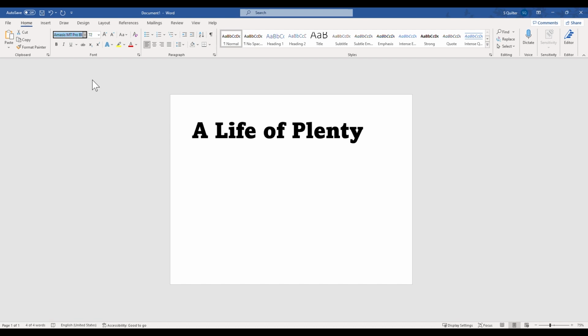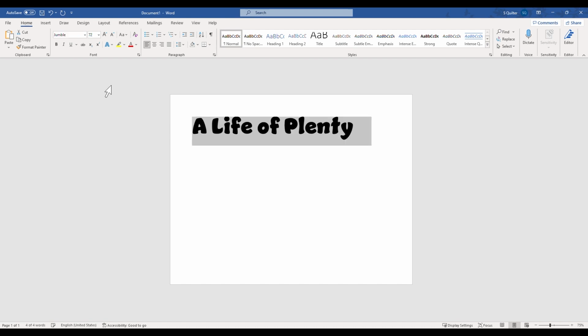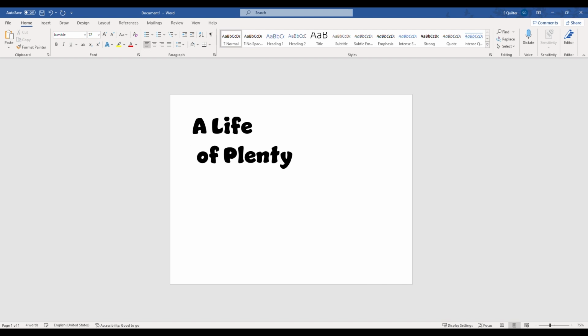And Jumble, I think, is the one that I decided to use because it's a pretty font, and the thickness of the letters makes it look more like plentiful. And so this is the font that I'm choosing for this quilt.